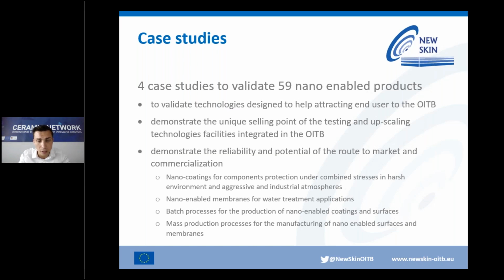So first, the nano coatings for components protection under combined stresses in harsh environment and aggressive industrial atmospheres. The second point is nano-enabled membranes for water treatment applications. The third one is the batch processes for the production of nano-enabled coatings and surfaces. And the fourth one is the mass production processes for the manufacturing of nano-enabled surfaces and membranes.